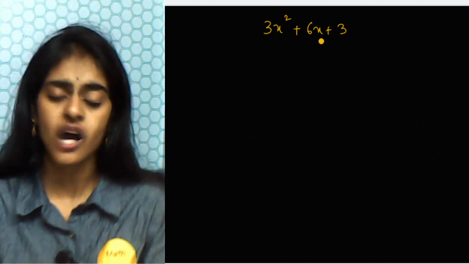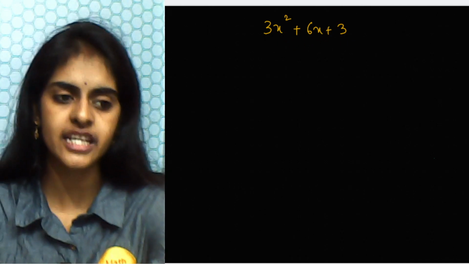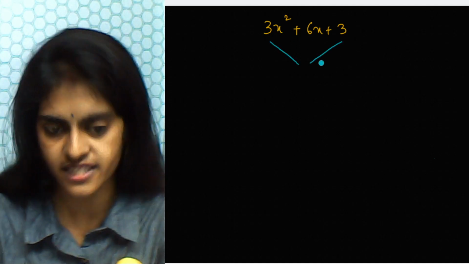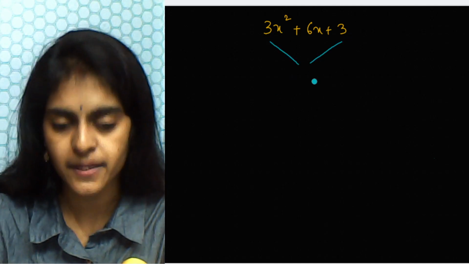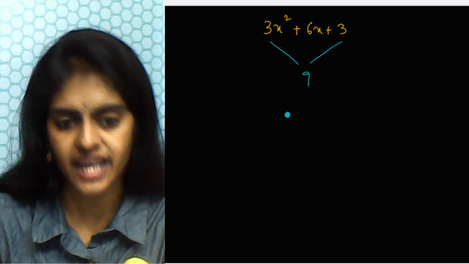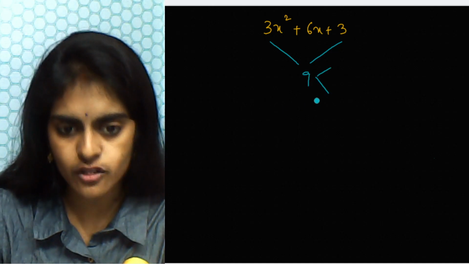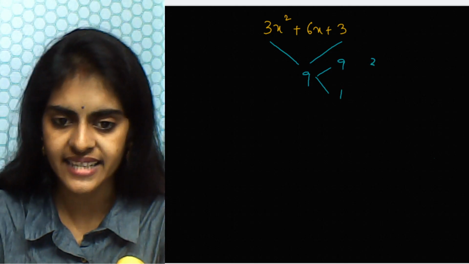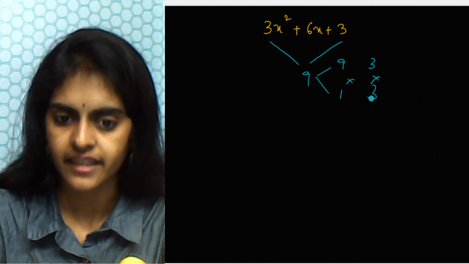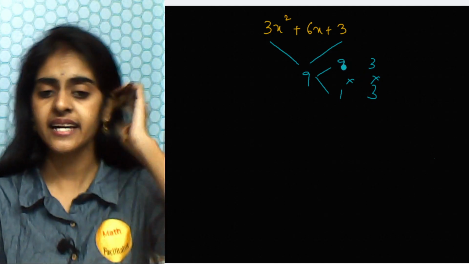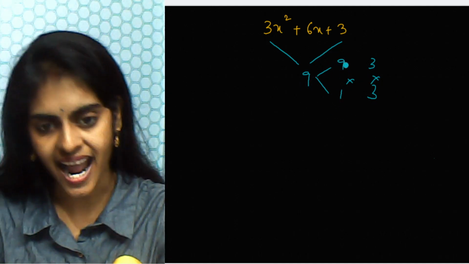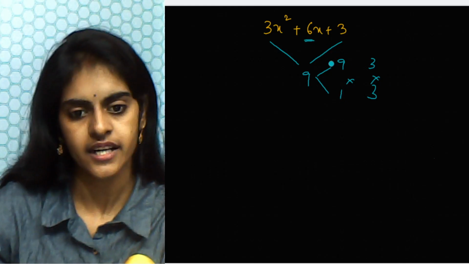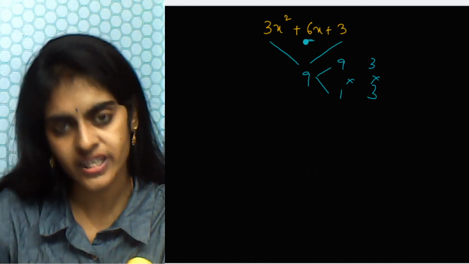So how will you factorize this? Firstly, you will consider these two things. 3 multiplied by 3 gives you 9. You take the factors of 9. So 9 you can write as 9 ones or as 3 threes. Multiplying these you get 9, and adding these two you have to get the middle term 6. Now will you add 9 and 1? Will you get 6?